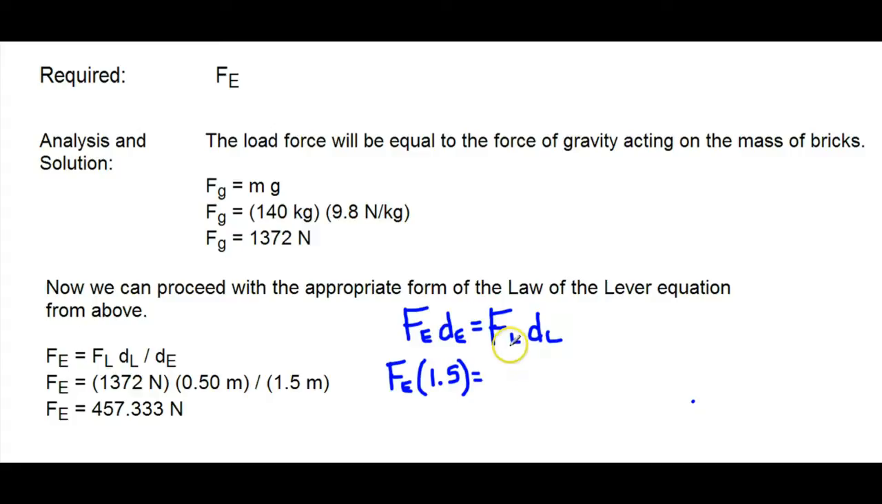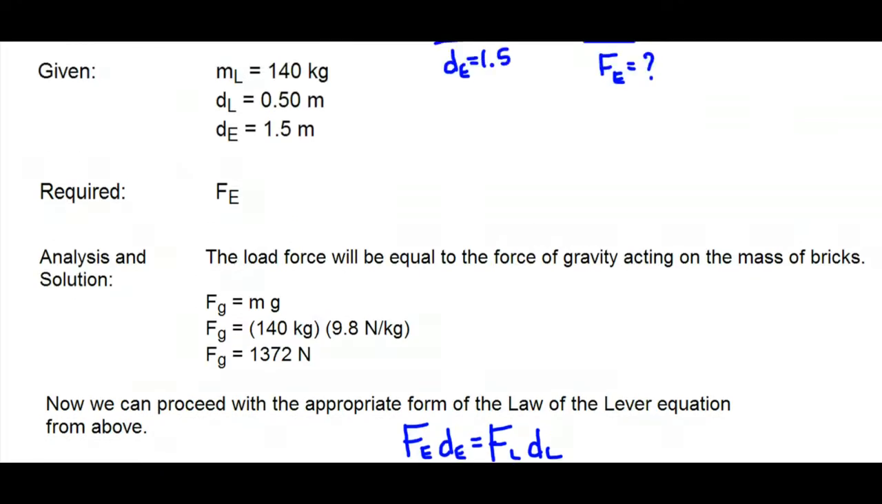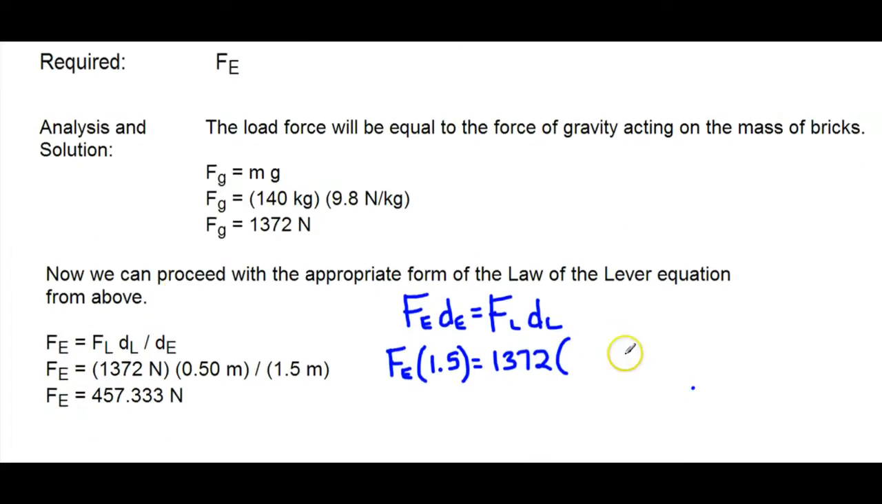So our load force was, remember, the mass of our load times gravity. Our load force is always basically the weight or the force of gravity on that mass. So we can put that number in, 1372. And our distance of our load away from the fulcrum was 0.5.